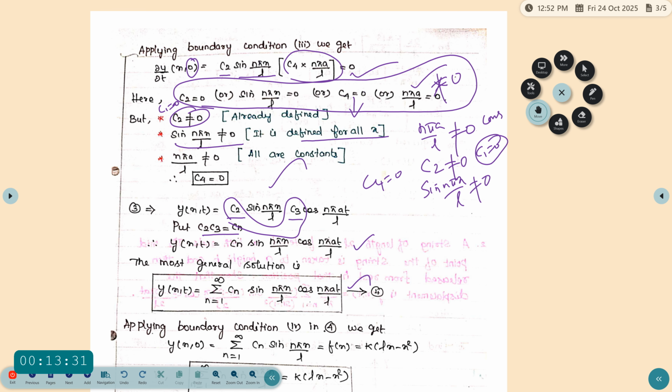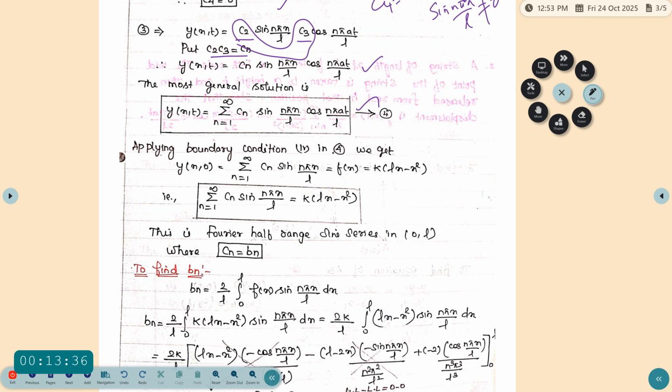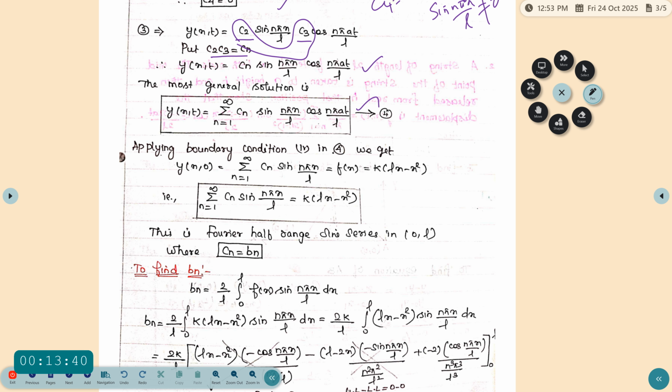Then apply the last boundary condition. What is our last boundary condition? y of x comma 0 is equal to f of x. This function f of x is equal to k into (Lx minus x square). Then this is in the form of a half range sine series. Already we know very well about the sine series. For a sine series, only the term Bn is present.